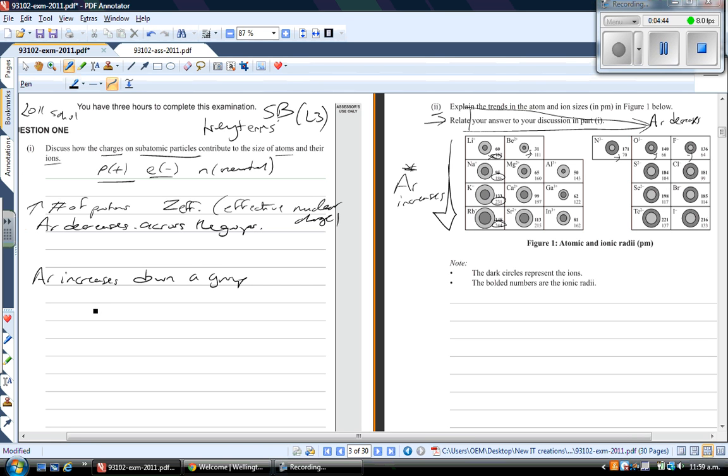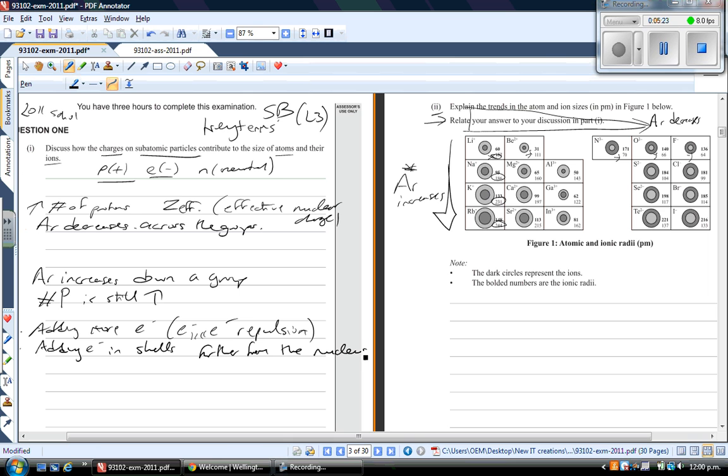And this is for a few reasons. First of all, the number of protons is still increasing, but you're also adding more electrons, which gives you electron-electron repulsion. Like charges will repel each other, so the more negative charges you add, the more electron-electron repulsion you will have. And then the other thing is you're adding electrons in shells which are further from the nucleus.